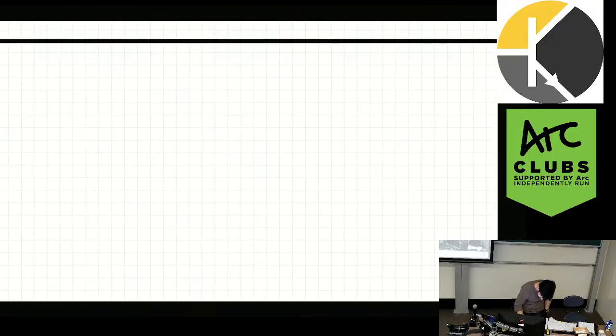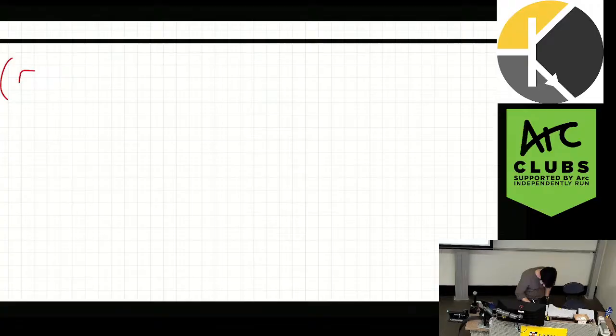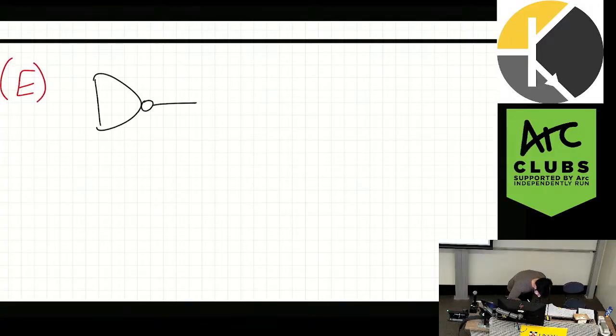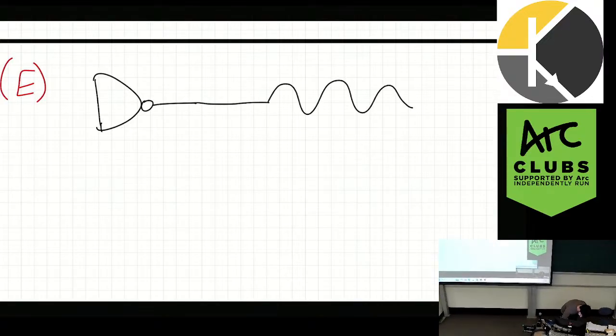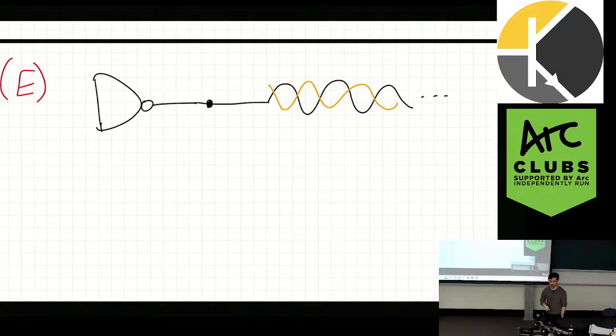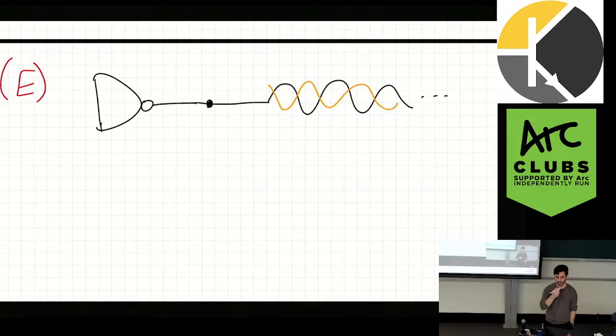So this is part E. So we have our NAND gate that looks like this. And you have some transmission line, like that. And when this output toggles, we'd like to be able to detect it with an LED. How might we achieve this?